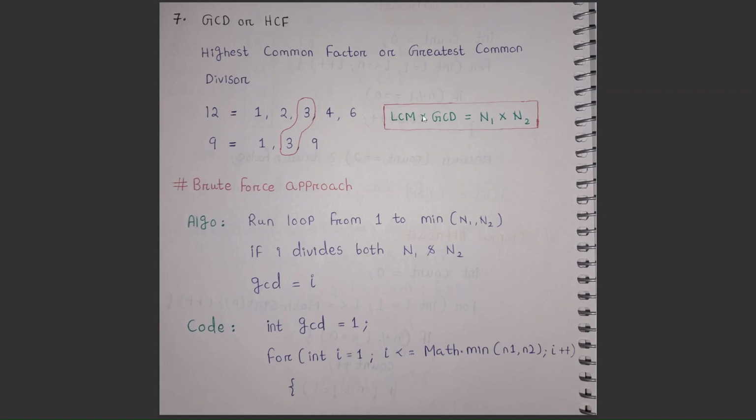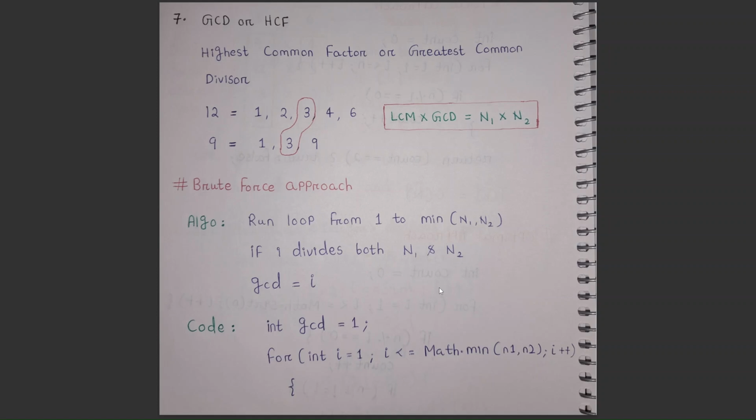So, as in every video, we discuss the brute force approach first, then we go for the optimal approach. And in this video, we will also do the same way. So now let's start the brute force approach and how can we solve this problem using brute force. So the algorithm is basically we have to run the loop from 1 to minimum of n1 and n2. Why minimum of n1 and n2?